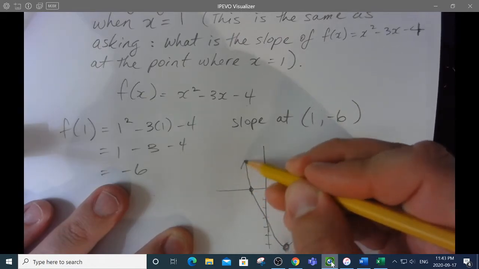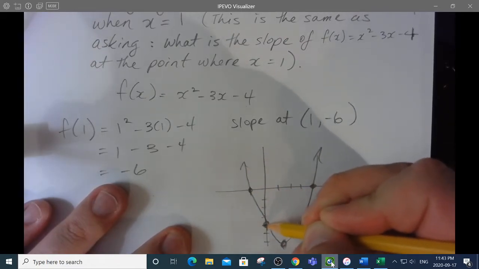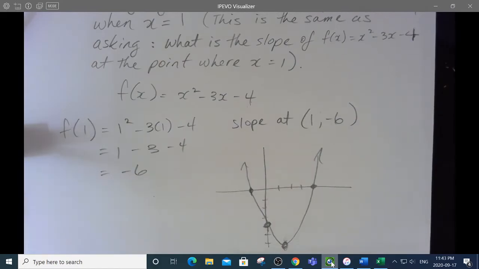Oh, I could find the y-intercept too. It should be negative 1, 2, 3. Oh, I missed it. Negative 4, right? Negative 4 is the y-intercept. There we go. We know all kinds of stuff about this parabola because we did grade 11 math where we did like a month of parabolas.